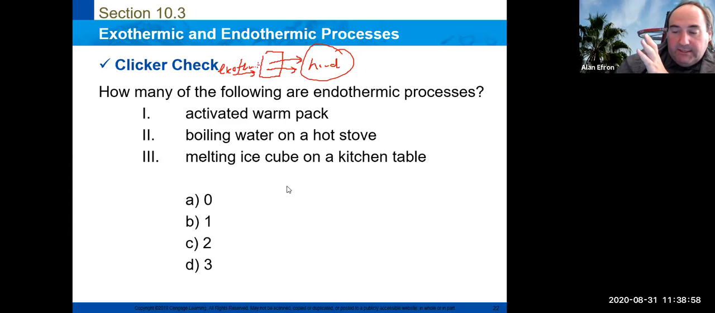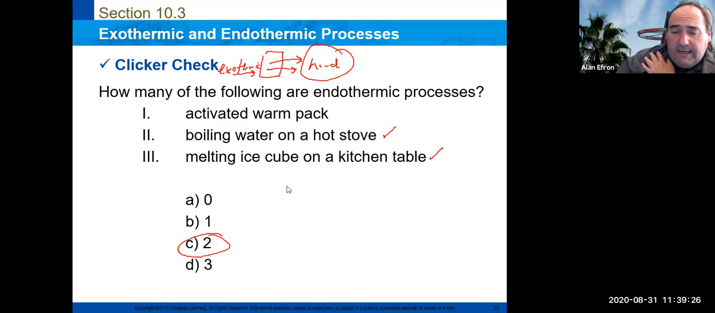So the actual reaction that's happening to do that would be exothermic, as it gives off all that heat and energy to your hand. It would be endothermic for your hand, exothermic for the actual reaction that's happening. Boiling water on a hot stove, as we just talked about, that's going to be endothermic. The water is going to gain all that energy, so that would be one. Melting of ice cube, as we just talked about as well, would also be, so it looks like perhaps two of these would be endothermic processes.